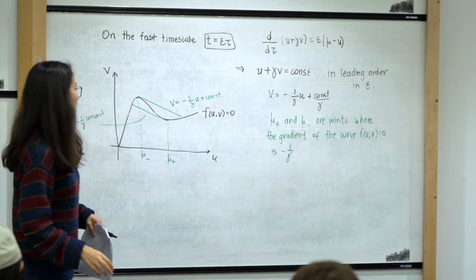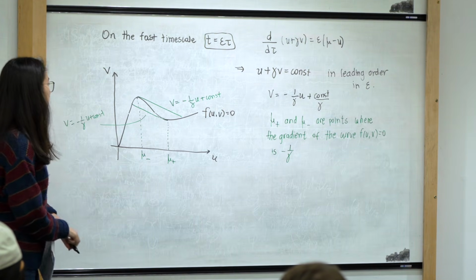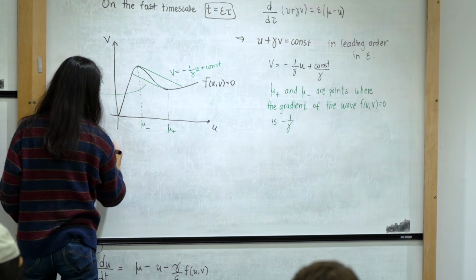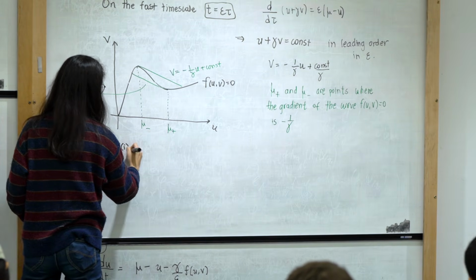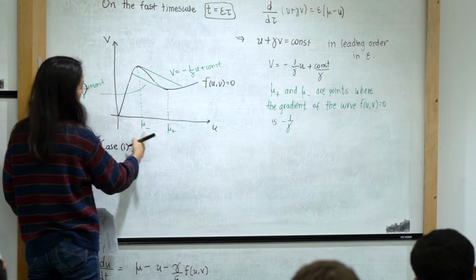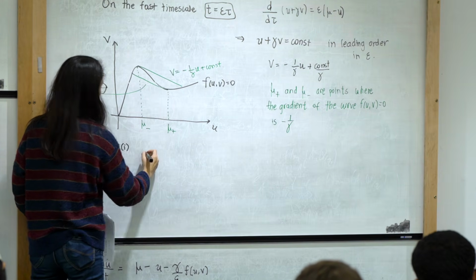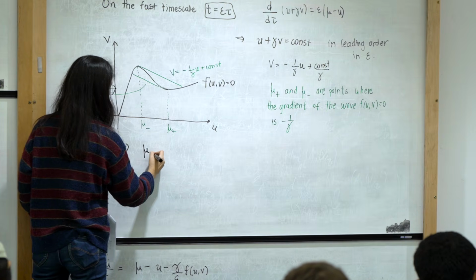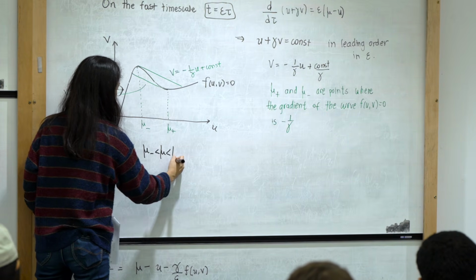Okay, so now I will look at 3 different cases when I'm doing this phase plane analysis. The first case is when I have a mu that lies in between these 2 intersection points. So I have mu between mu minus and mu plus.